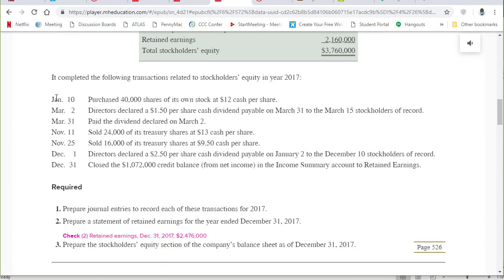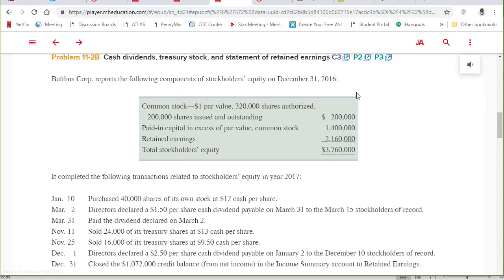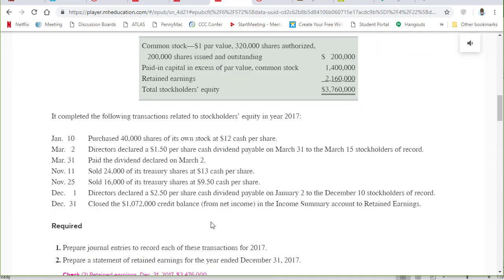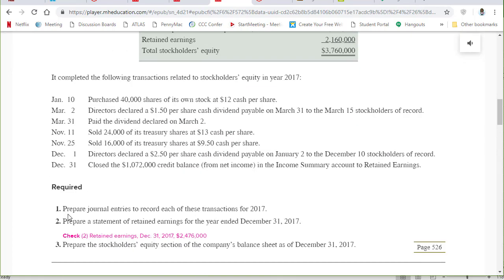Next, we will see a list of transactions that occurred during 2017. These balances are the beginning balances for 2017, since they were the ending balances of the prior year. So the first thing it says is, prepare journal entries to record each transaction for 2017.